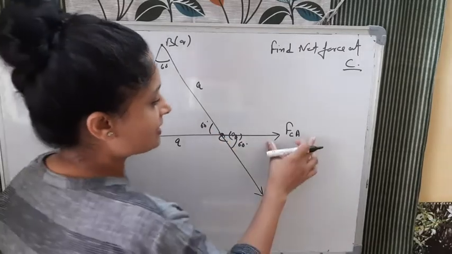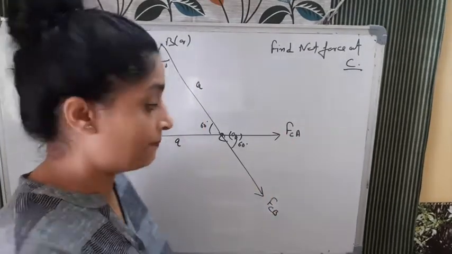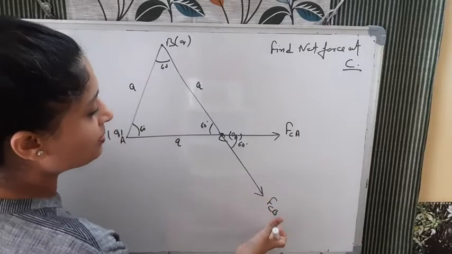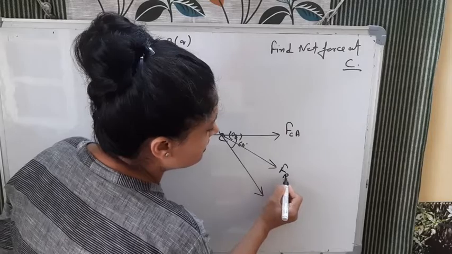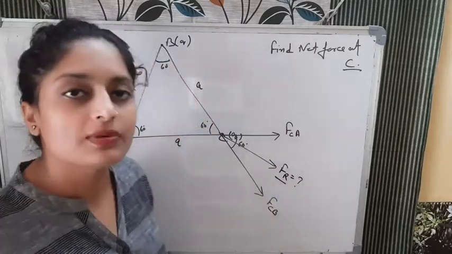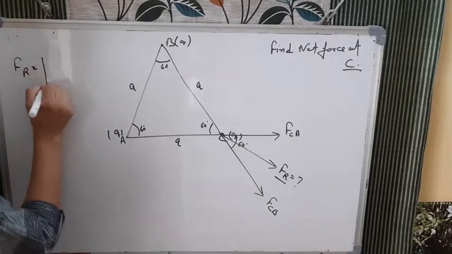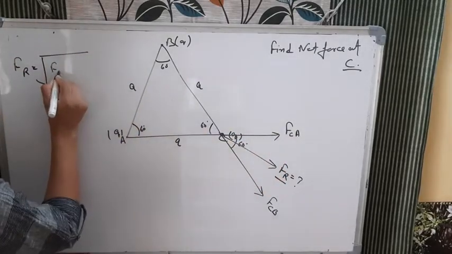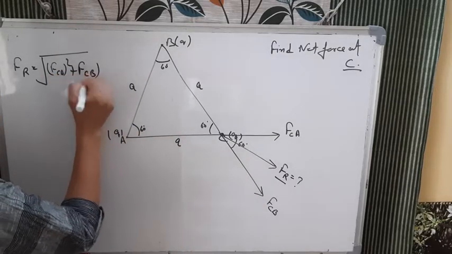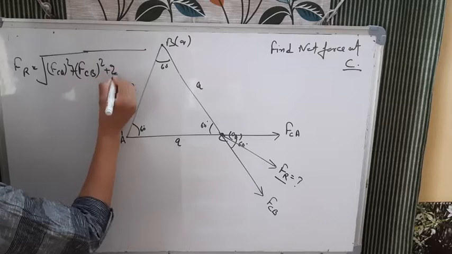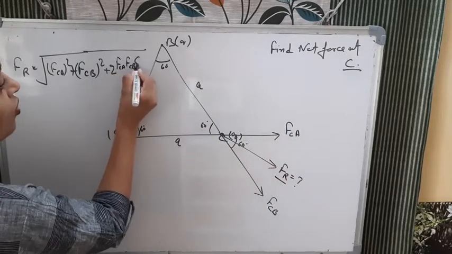Now one force is in this direction, FCA, which means force on C due to A. FCB is force on C due to B. The angle is 60 degrees. How will we calculate the resultant? The resultant is the square root of A square plus B square plus 2AB cos theta. Very simple. So Fr is equal to the square root of FCA square plus FCB square plus 2 FCA FCB cos 60 degrees.